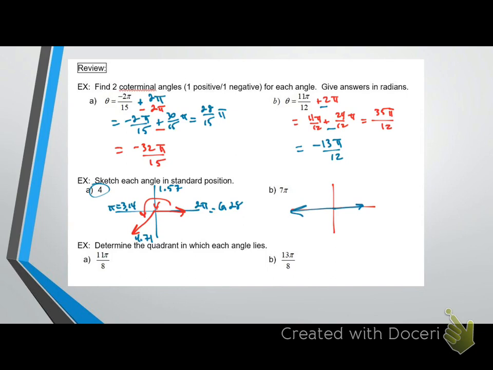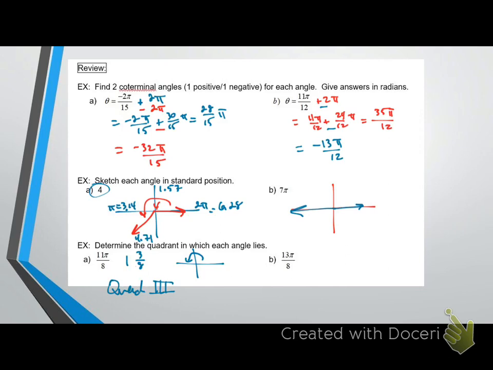Okay? And the last two. What quadrant does each angle lie in? Stop the video, give it a shot, and see if you come up with the right answer. Okay, as a mixed number, this is 1 3/8. That means I have gone 1 pi, and then I need 3/8 more. 3/8 is less than a half, so we're going to be in quadrant 3.